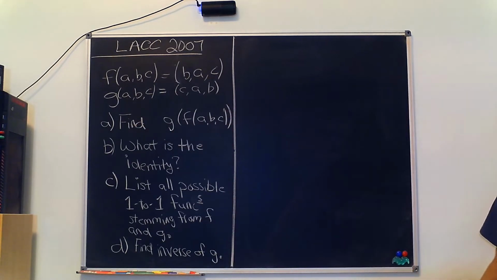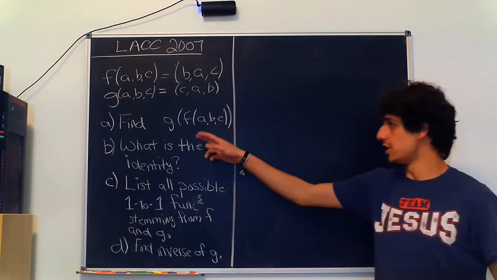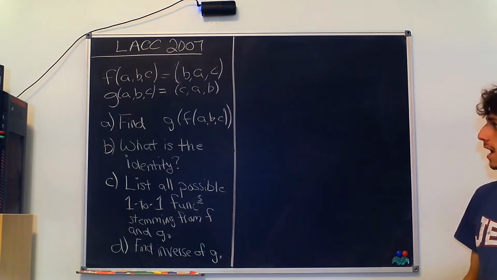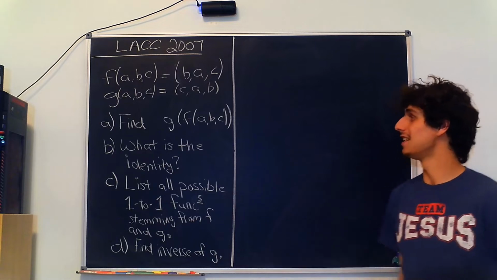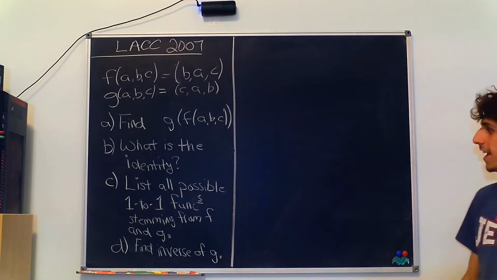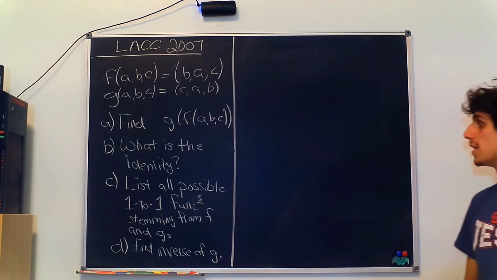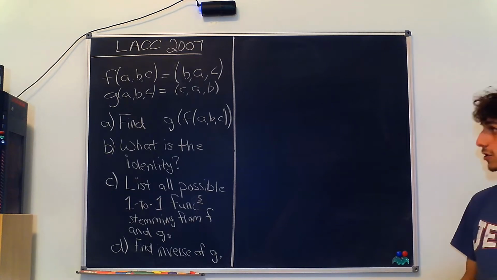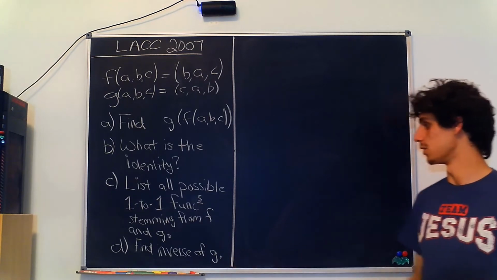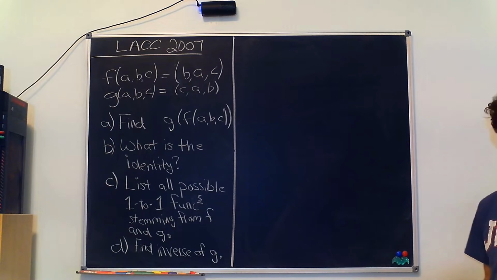And the problem wants us to find g of f of a, b, c. It wants us to find the identity in terms of f and g. It wants us to list all the possible one-to-one functions stemming from f and g, and then find the inverse of g. So let's tackle these one at a time.